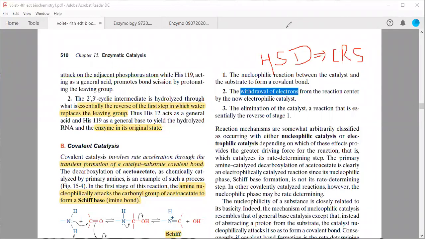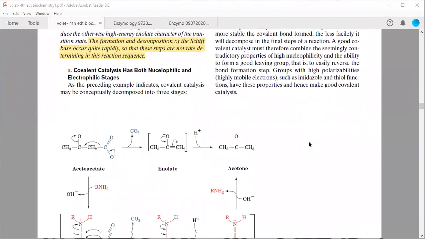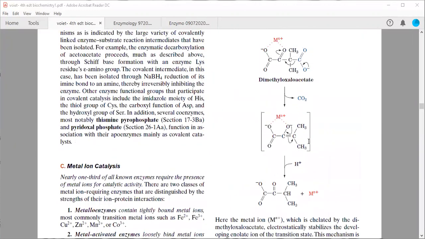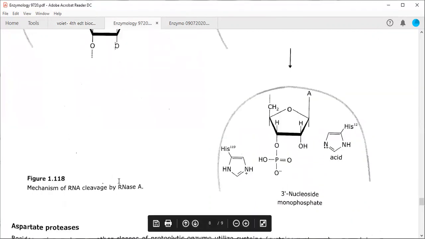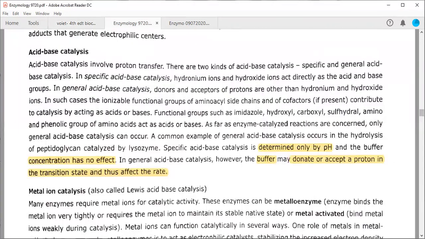Okay. Now we are going into the detail of this particular mechanism. Something is given here, for example. Actually they skipped this diagram from here, but we have this. First of all, I will tell you what covalent catalysis is. So we are going a few pages back.